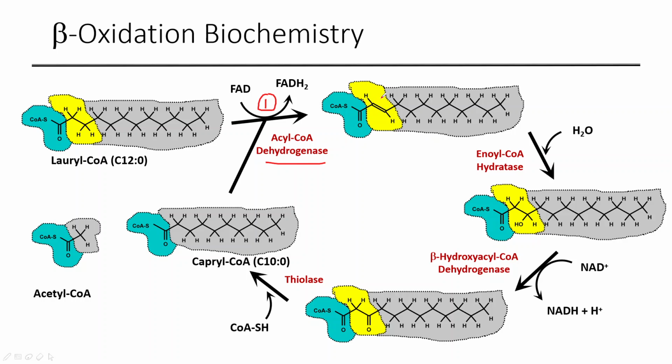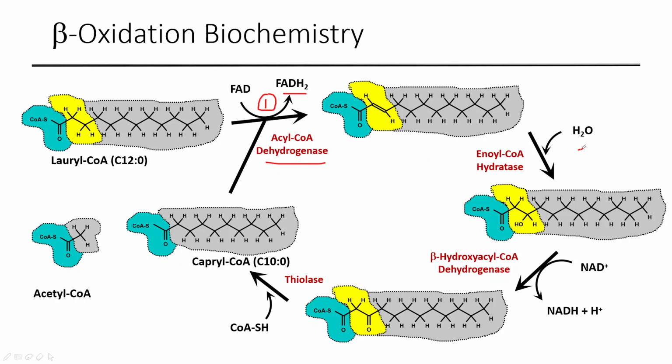And as you can see, the alpha carbon and the beta carbon form a double bond between them and have lost a proton each. These protons are the protons that went to FADH2. And this FADH2 is going to provide energy for the cell. So this is the first reaction of beta oxidation.